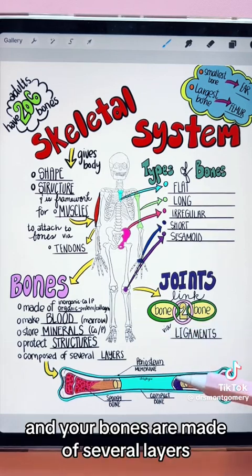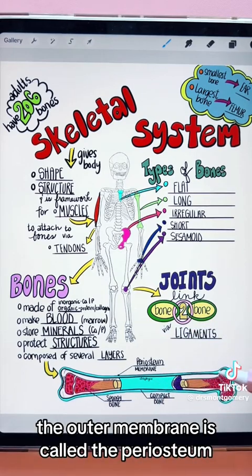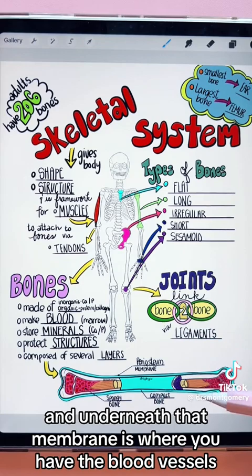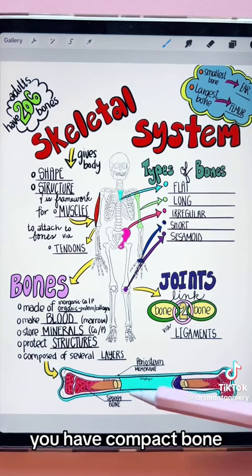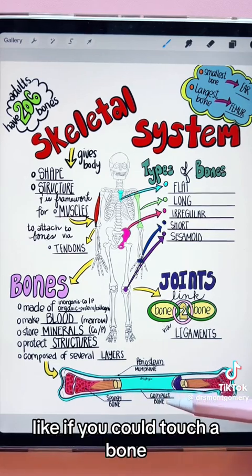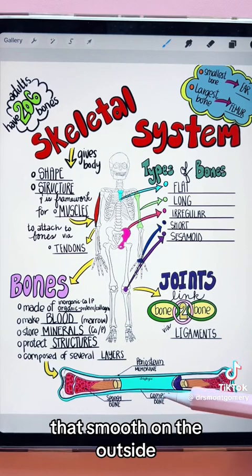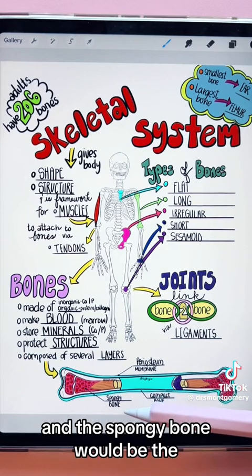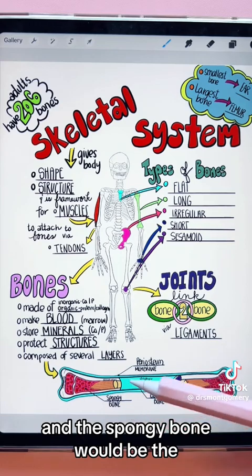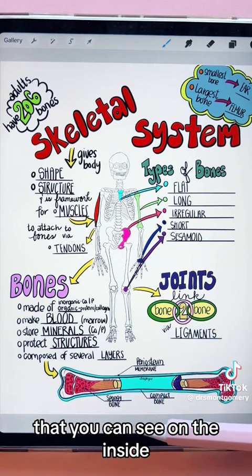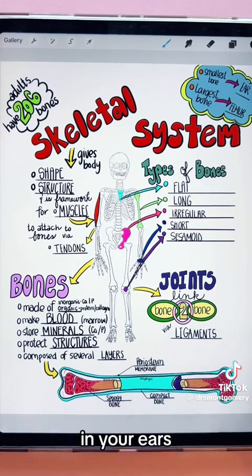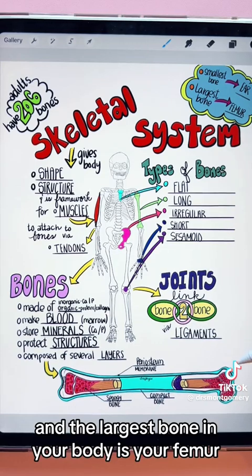And your bones are made of several layers. The outer membrane is called the periosteum, and underneath that membrane is where you have the blood vessels and the nerves that go into the bone. You have compact bone, like if you could touch a bone, that would be the compact bone that's smooth on the outside that you would touch. And the spongy bone would be the bone that has all the cavities for the bone marrow that you can see on the inside. Your smallest bones you have are in your ears. You have 3 in each ear, and the largest bone in your body is your femur.